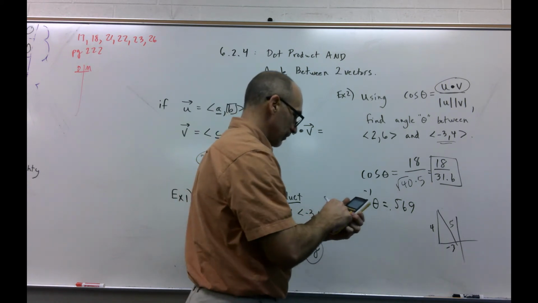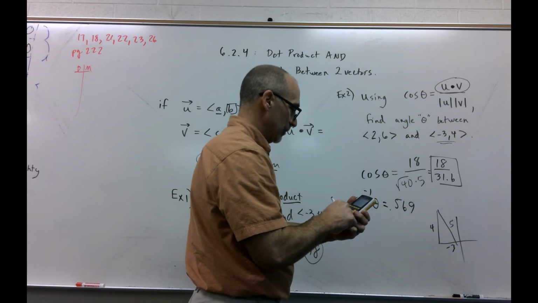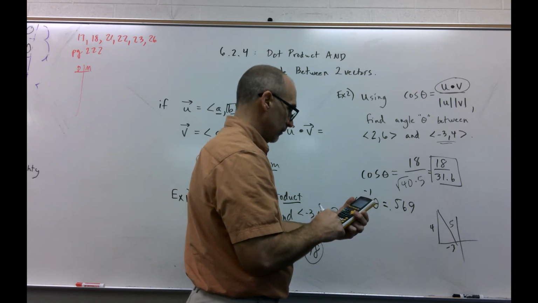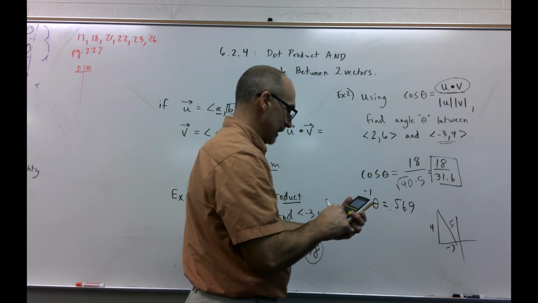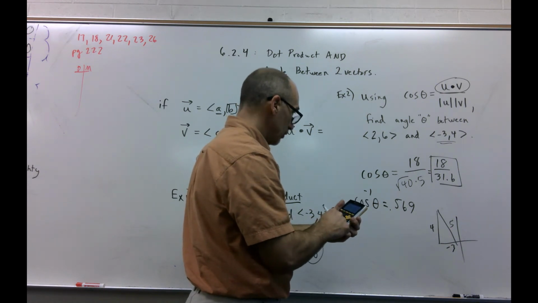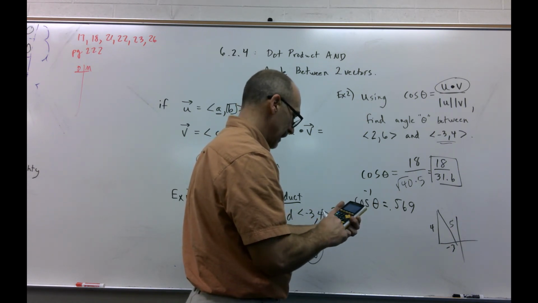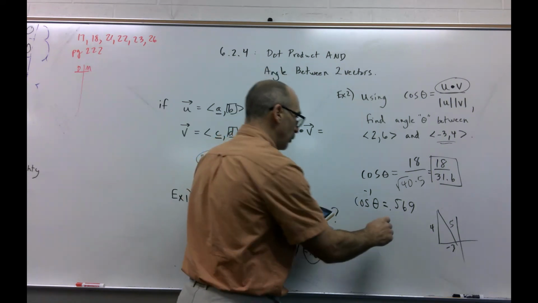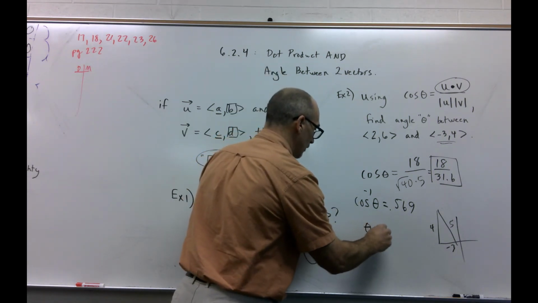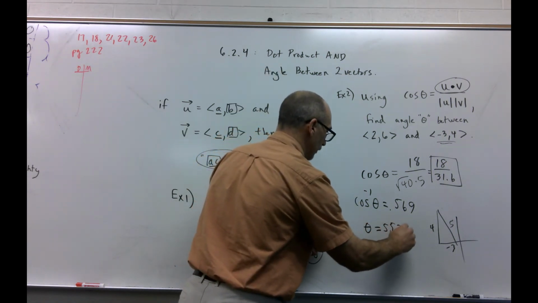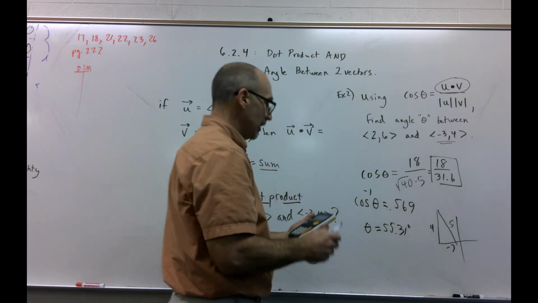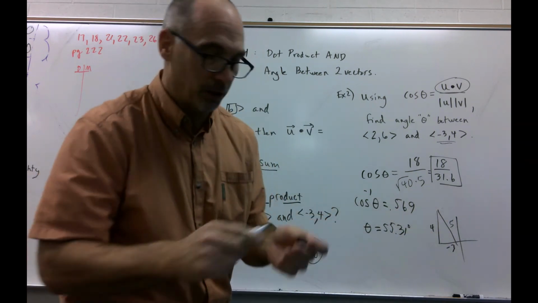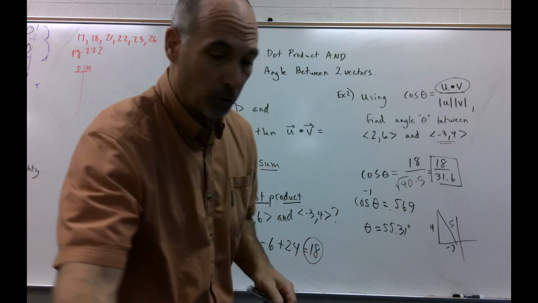Ooh, I must be in radians. I am in radians. All right, so now let's try that again. Second cosine, 0.569. I get 55.31, so theta is supposed to be 55.31 degrees. Now you've heard me say in this class, probably multiple times, every picture tells a story.